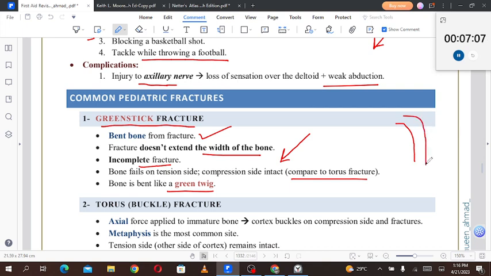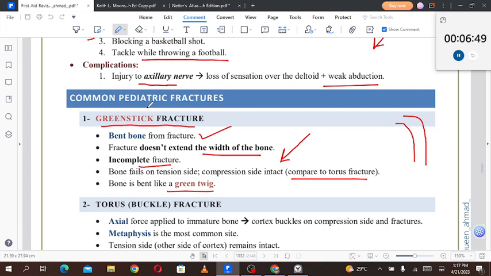Now there are two sides. One side is the compression side, or the concave side, where the bone is being compressed, and the other one is the tension side, in which the bone is being elongated and stretched. Okay, remember these two things. The compression side is the concave one, and the tension side is the convex one.